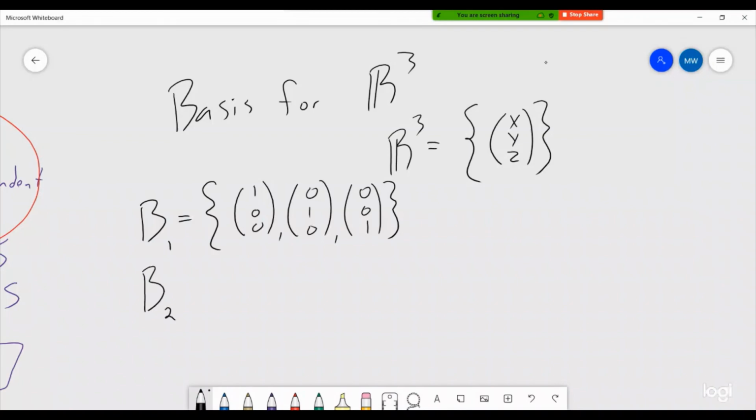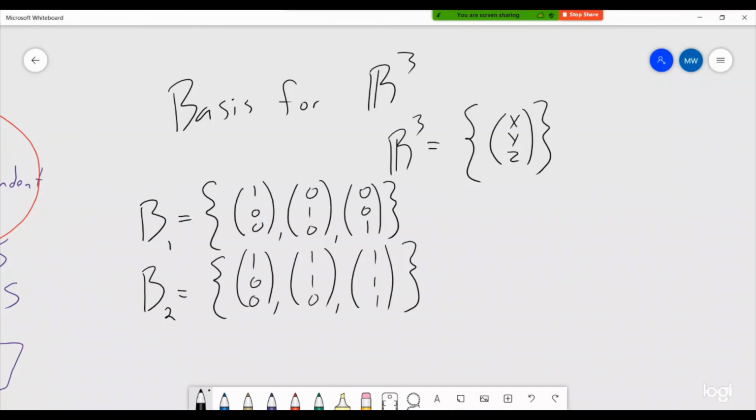Another basis that is just as valid is (1, 0, 0), (1, 1, 0), (1, 1, 1). Both of these are linearly independent sets, and both of them span R3. We can write any vector that looks like x, y, z in terms of the three vectors from B1 or the three vectors from B2. That's what it means for it to be a basis. Did that answer your question?